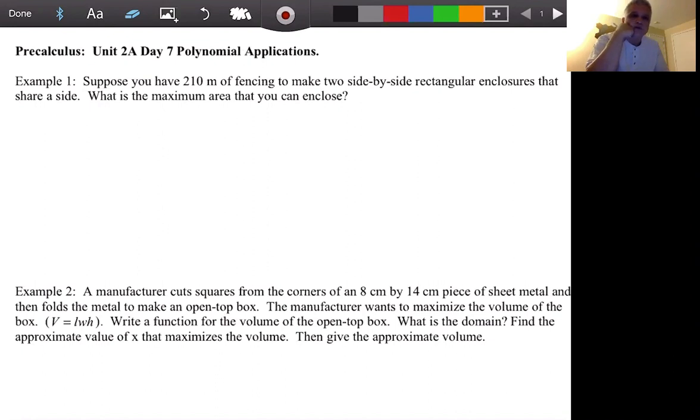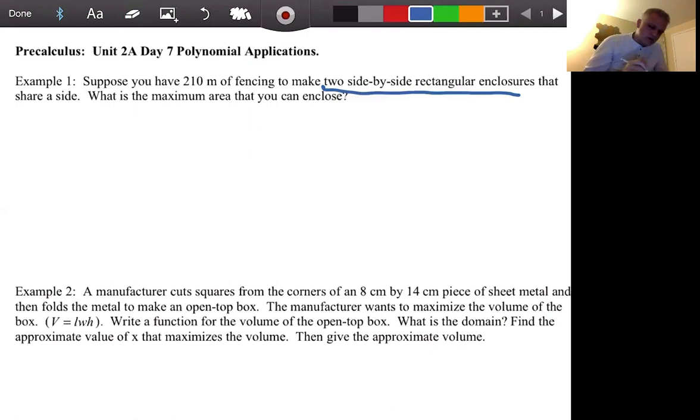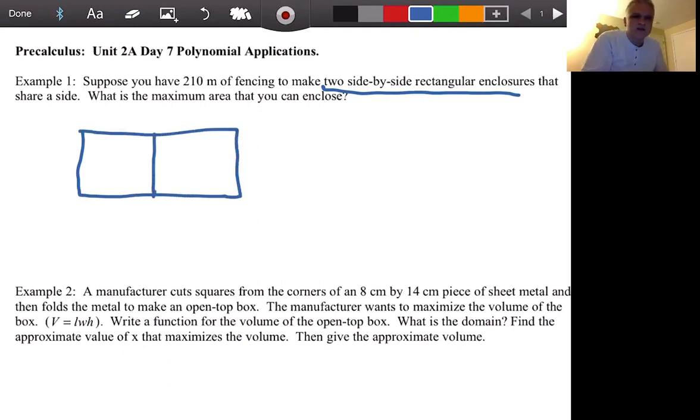It says, suppose you have 210 meters of fencing to make 2 side-by-side rectangular enclosures. Okay, so let's draw that. So we got 2 rectangles that are side by side, and it says they share a side. So they share this side right here. What is the maximum area that you can enclose?